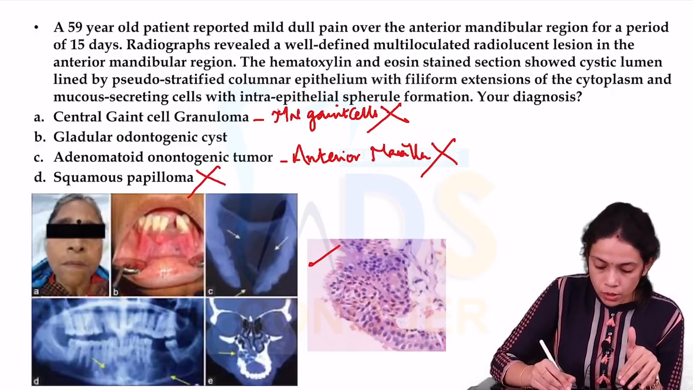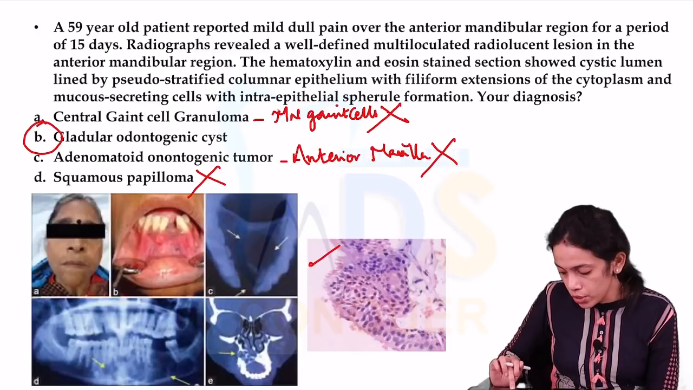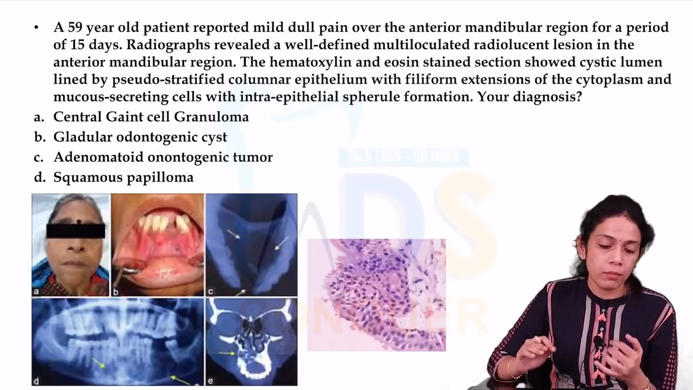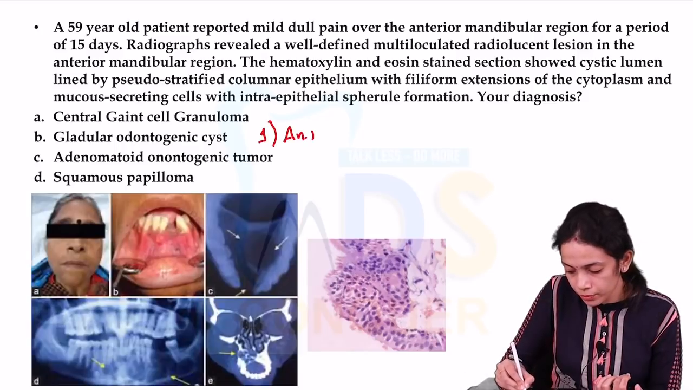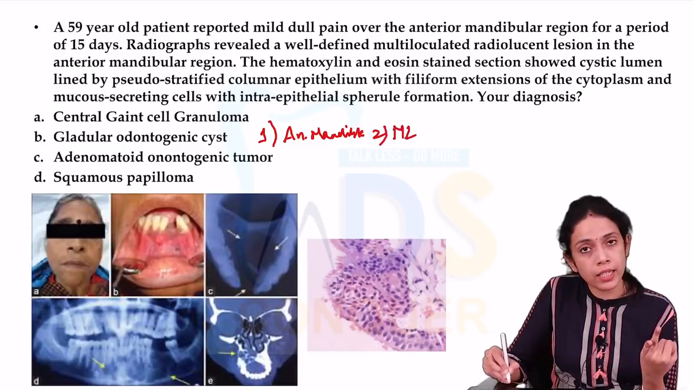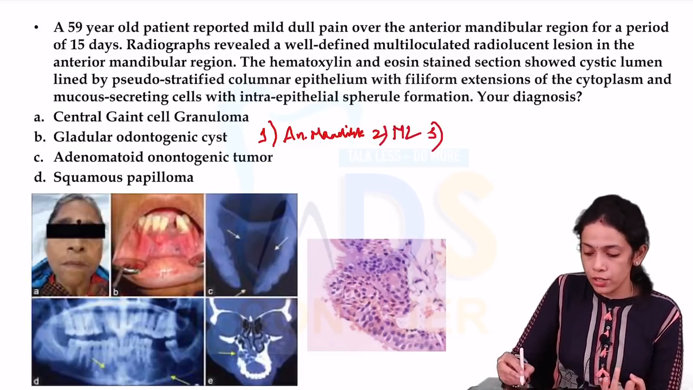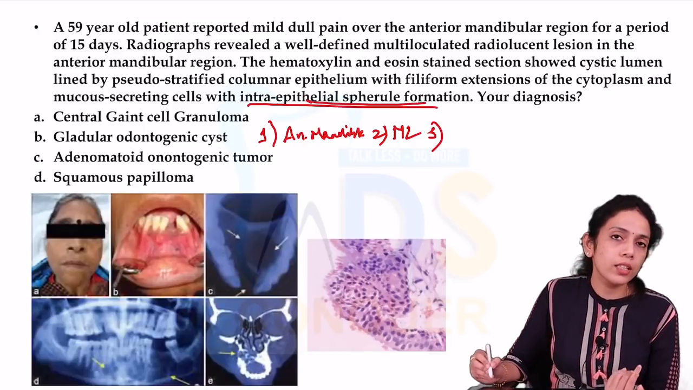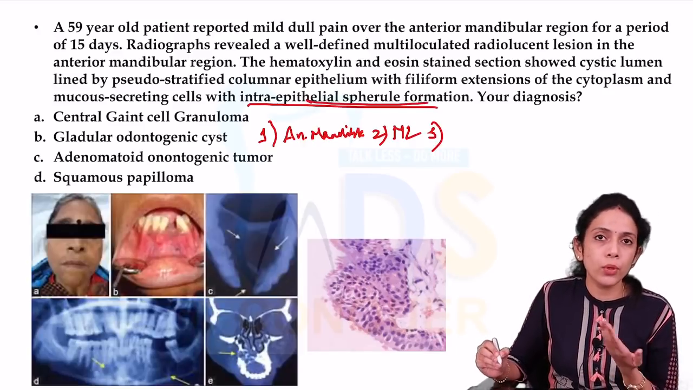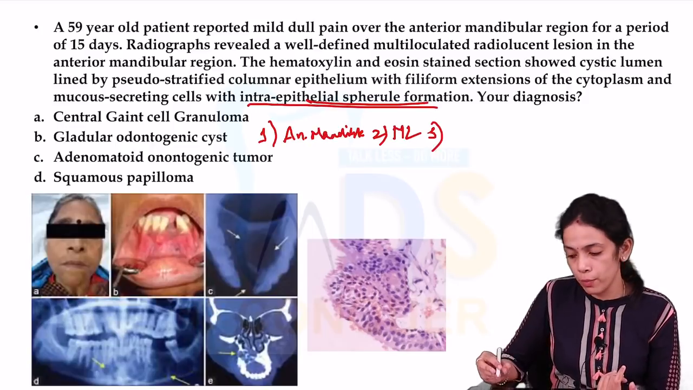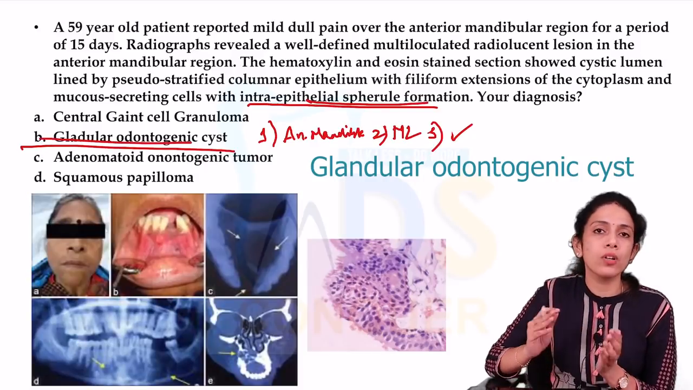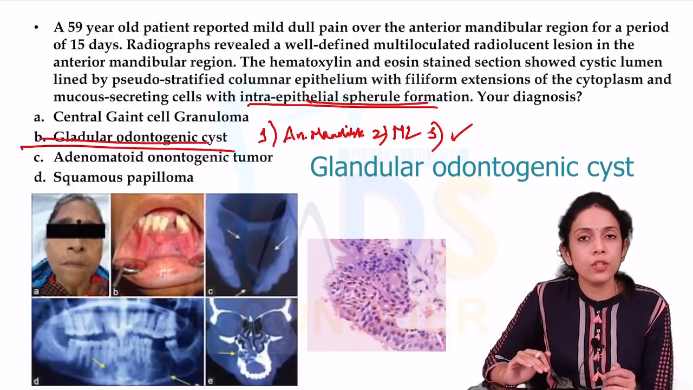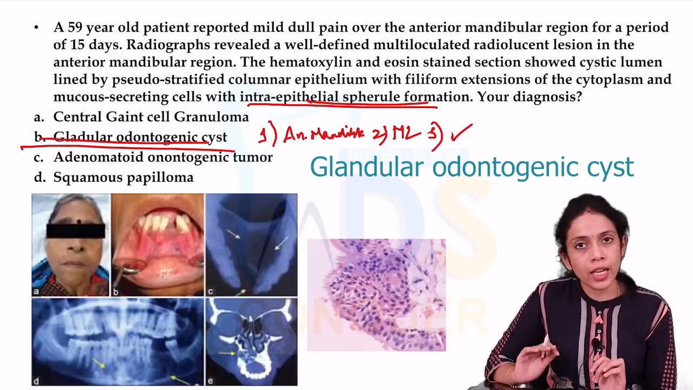So the answer for this question is the glandular odontogenic or sialo-odontogenic cyst. The common site for the sialo-odontogenic cyst is, number one, the anterior mandible. Next, it shows a multilocular appearance in the radiograph, and the histopath features clearly given in the question, mucus secreting cells with spherule formation, all go in favor of the glandular odontogenic or sialo-odontogenic cyst. So the answer for this case is sialo-odontogenic cyst.